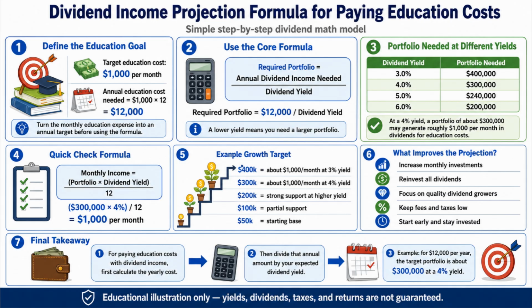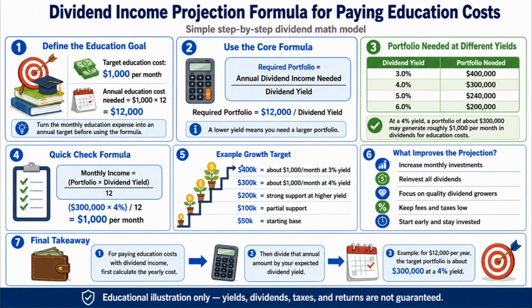Then, the growth target section shows how the portfolio can support education costs at different levels. A $50,000 portfolio can be a starting base. A $100,000 portfolio may provide partial support. A $200,000 portfolio can offer stronger support at a higher yield. A $300,000 portfolio may generate about $1,000 per month at a 4% yield. And a $400,000 portfolio may generate about $1,000 per month at a 3% yield.